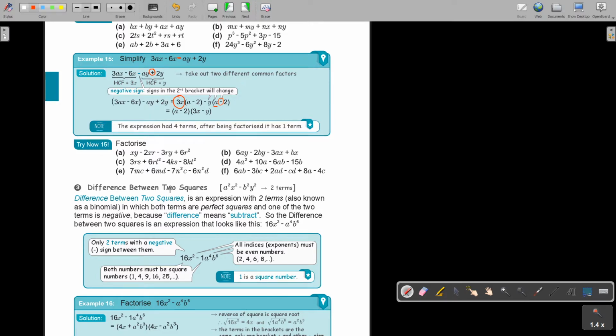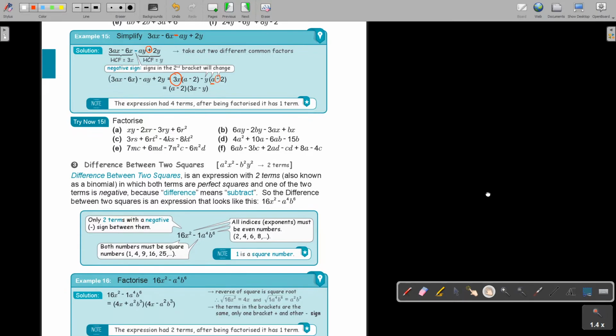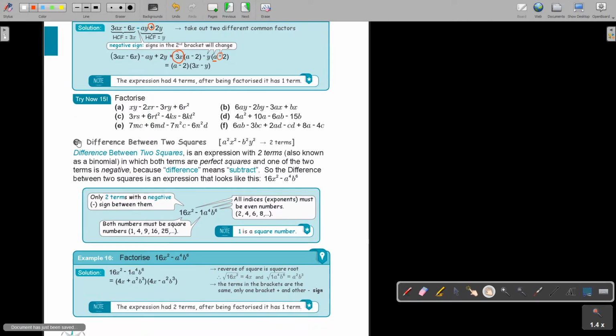Now, difference between 2 squares. I always say difference between 2 squares tells you everything. Because the word difference says there must be a negative between the 2 terms. And it must be squares. That means that the numbers must be square numbers like 1, 4, 9, 16, and the exponents must be divisible by 2. That means even numbers, 2, 4, 6, 8.